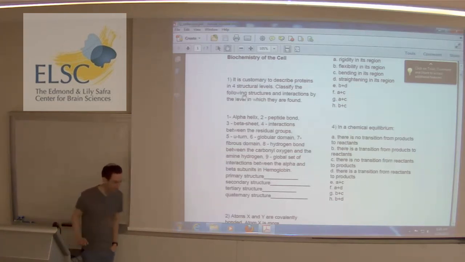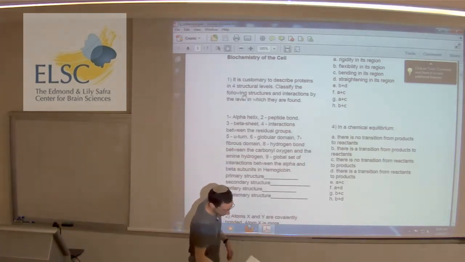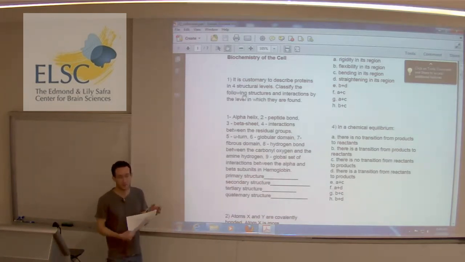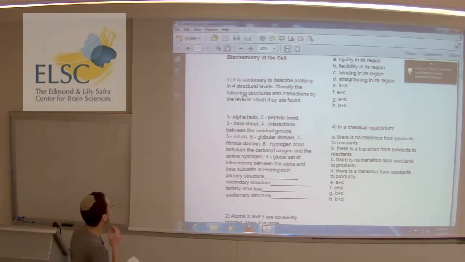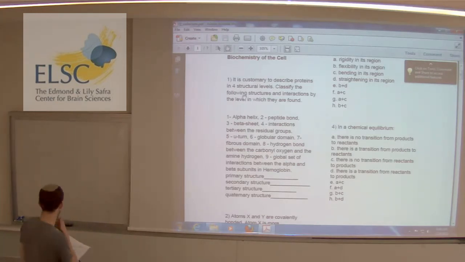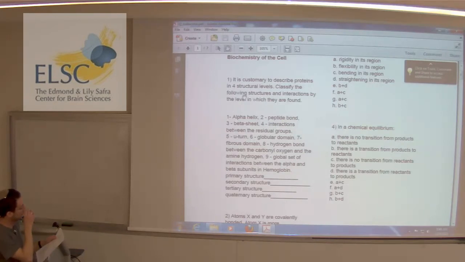Okay, so the first question, and I also think it will be quite boring if I read all the questions, so maybe we will take turns. Is that okay? So let's start with Nimrod. Do you mind? Yeah, so the first one. It is customary, by putting in first structural level, specify the following structures and interactions by the level in which they are found. 1, alpha helix, 2, peptide bond, 3... Okay, let's skip this one and go straight. So the question is clear.